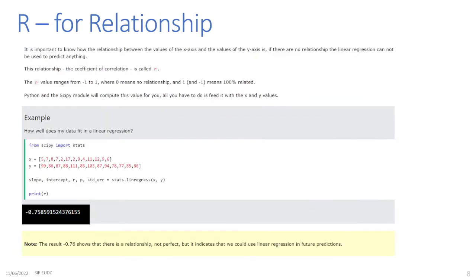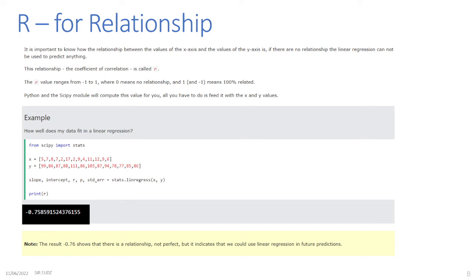Now, one important thing is the R value. It is important to know the relationship between the values of the x-axis and the values of the y-axis. If there is no relationship, the linear regression cannot be used to predict anything. So we have to determine this. That's why this is also known as supervised machine learning, because we have to first determine if the relationship is a good fit.